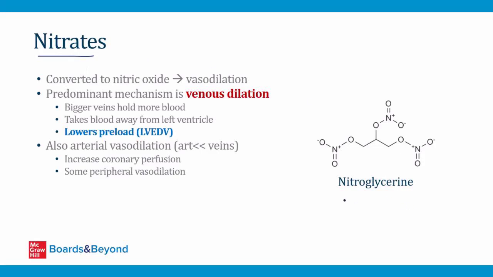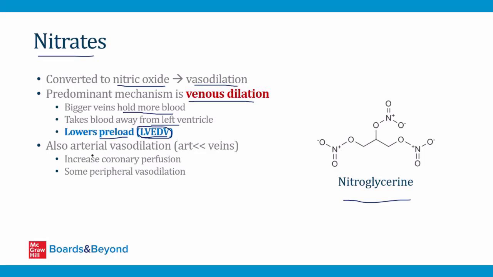Nitrates are all variants of nitroglycerin, and when you administer these to a patient, they're converted to nitric oxide and they cause vasodilation. And they predominantly cause venous dilation, so they cause the venous system to swell and hold more blood than it normally would. This takes blood away from the left ventricle and that lowers the preload. One of the markers of preload is the left ventricular end diastolic volume, and it will fall after you administer a nitrate. And because there's less preload, there's less work the heart has to do to pump the blood, so that lowers oxygen demand, and that often relieves angina when patients are having chest pain.